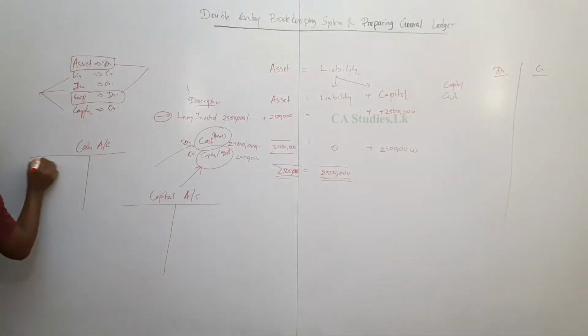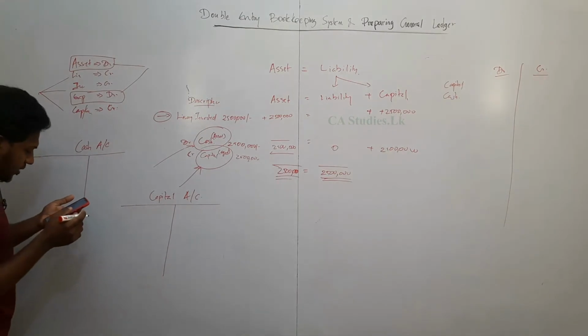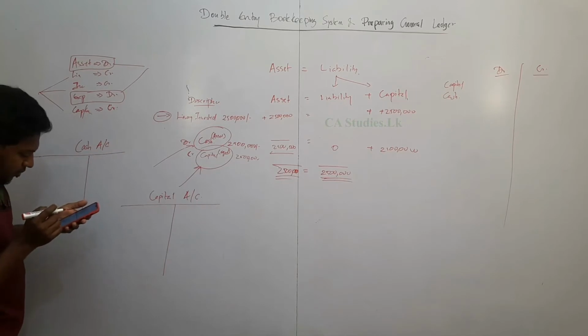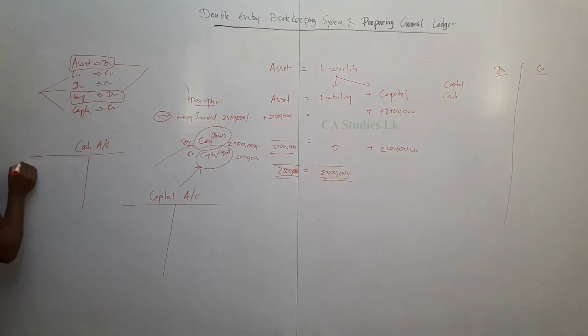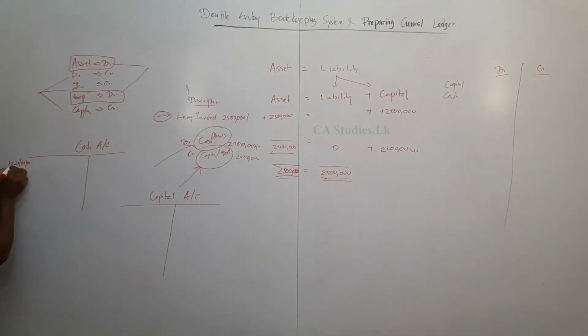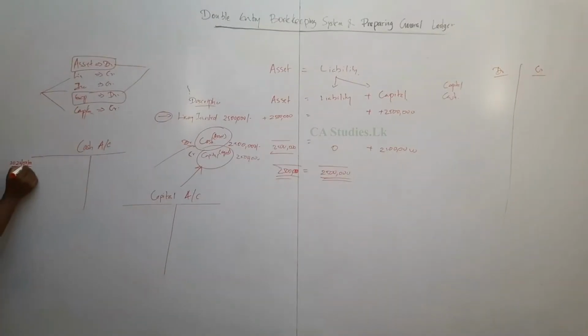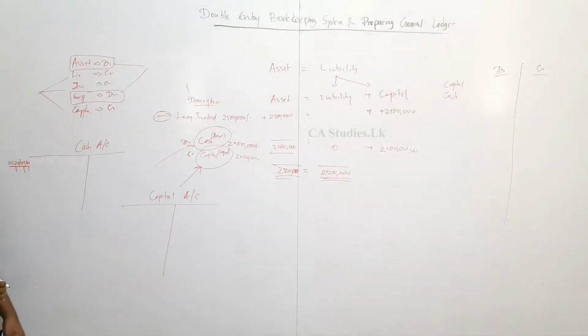Always put a date. Say I have not given the date in the question, so say it is 1st July. Always take the year first: 2022 July 1st. This is the accounting date. The accounting date is always year first, month second, day third.